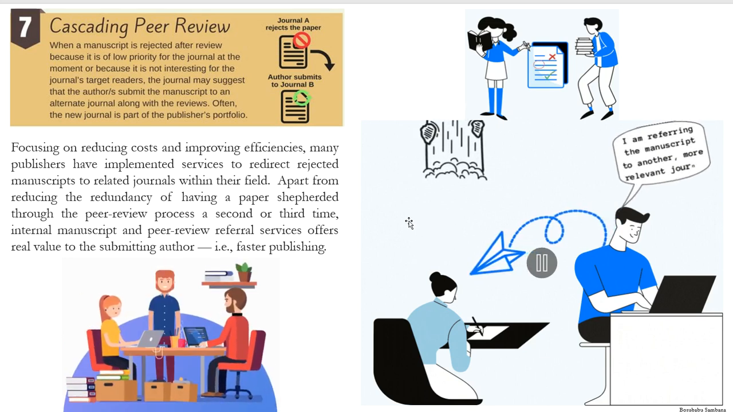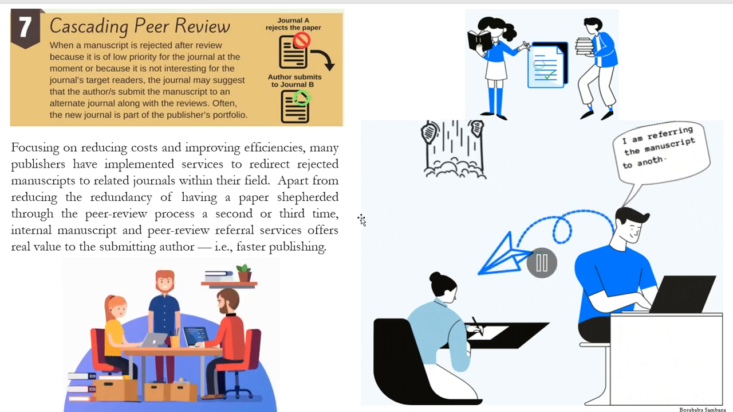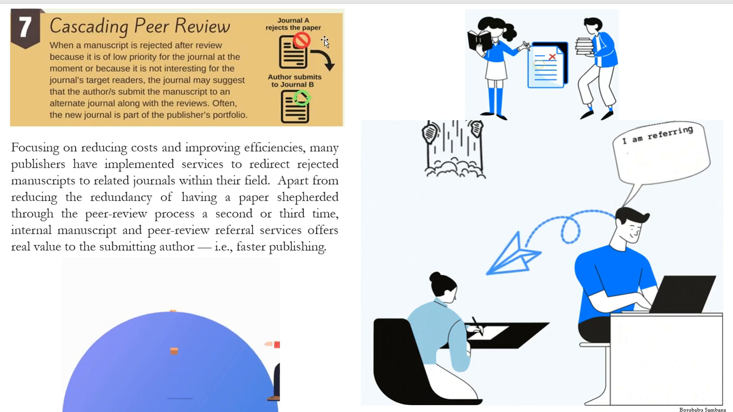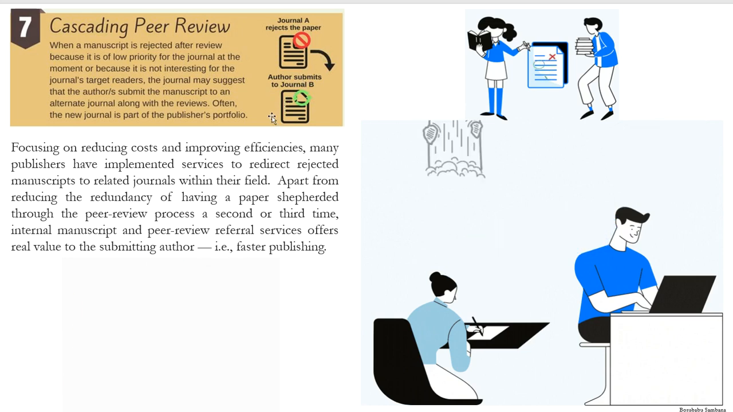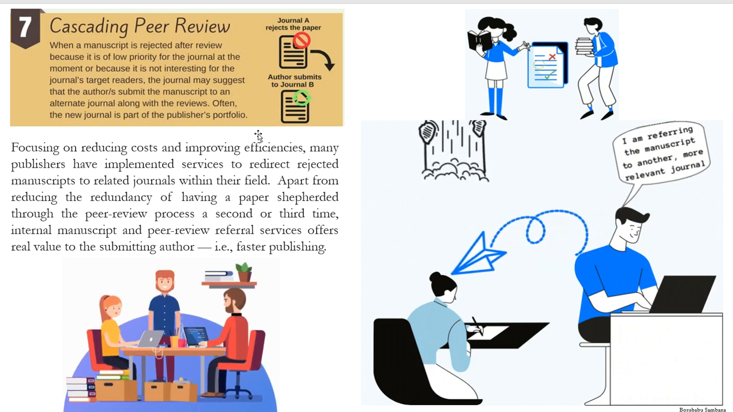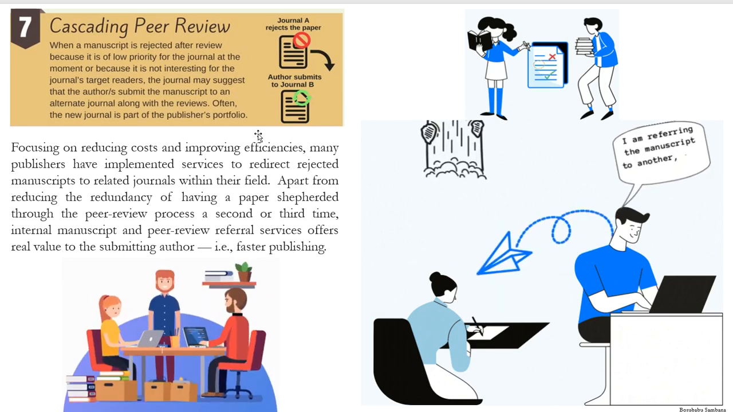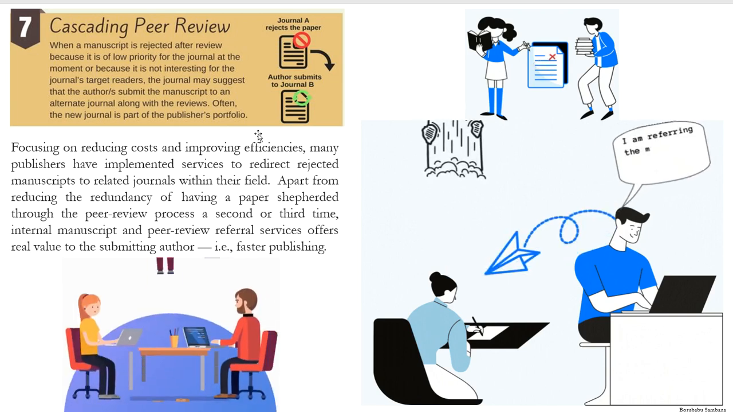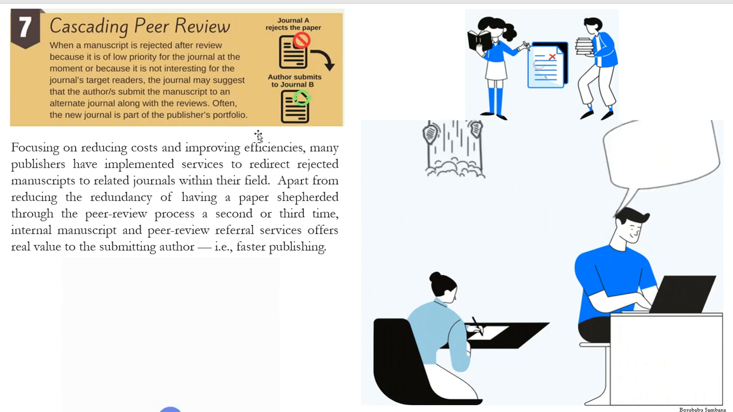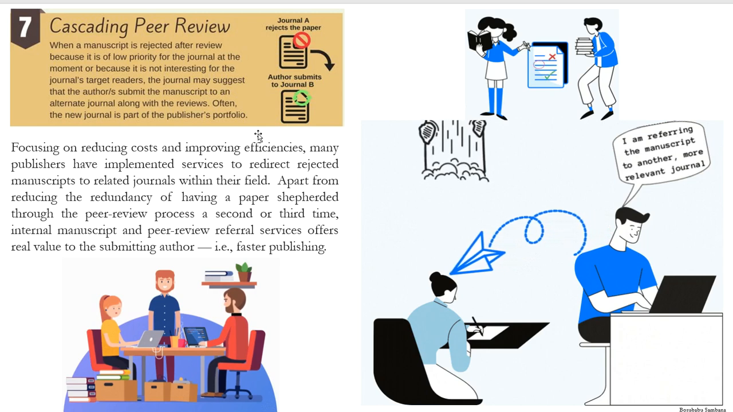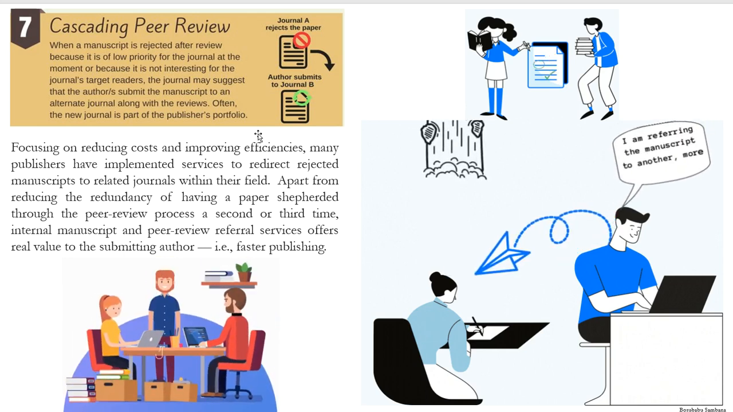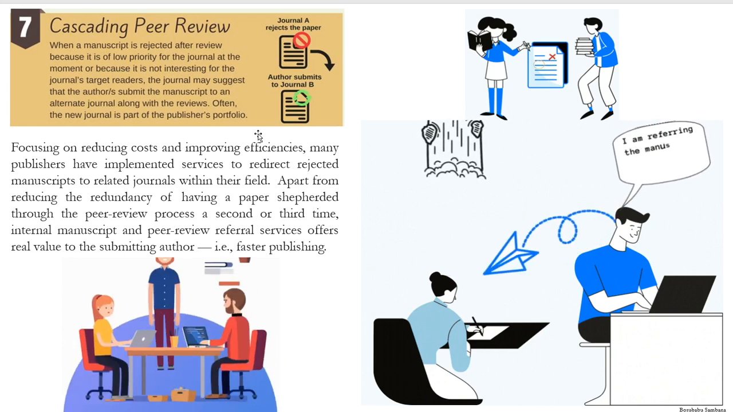Okay, next one, cascading peer review. Cascading peer review means one journal rejected your paper, then it chooses another journal that is suitable. That means if a journal like Springer rejected your paper, it may guide you to some other research journal that may be useful for publishing your work. Just like cascading peer review, when a manuscript is rejected after review because it is of low priority for the journal at the moment, or because it is not interesting for the journal's target readers, the journal may suggest that the author submit the manuscript to an alternative journal along with the reviews.